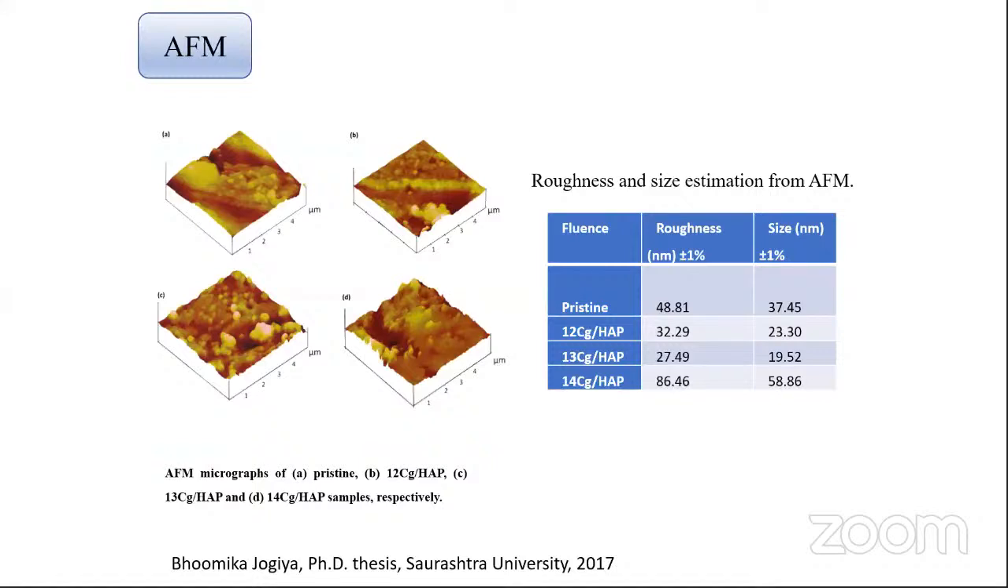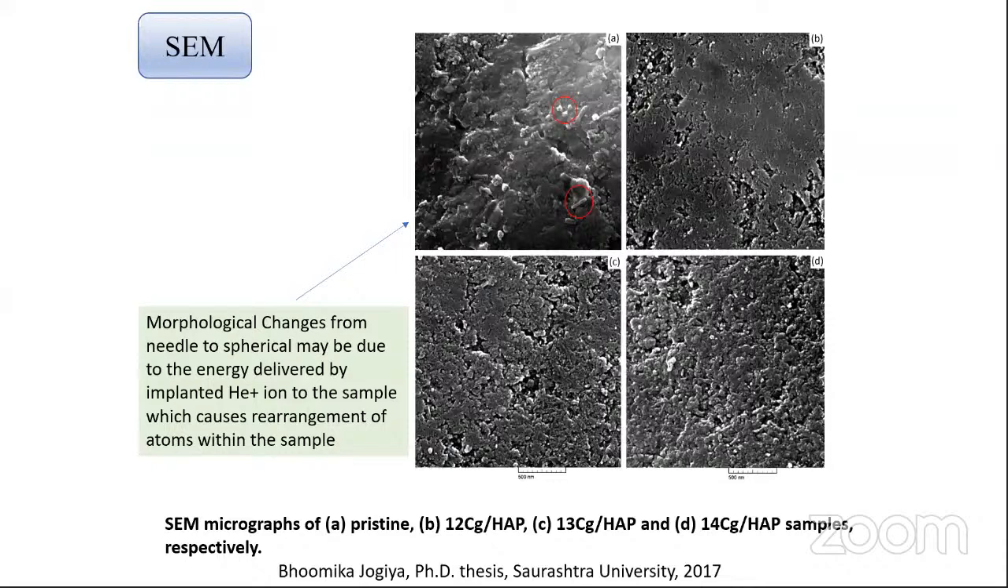And these are the AFM studies of the roughness of the surface, which were reported in the PhD thesis by Dr. Bhumika Jogia. And these are the morphological changes taking place, shown in SEM micrographs. The morphological changes from needle to spherical one may be due to the energy delivered by the implanted helium ion to the surface, which causes rearrangement of atoms within the sample.